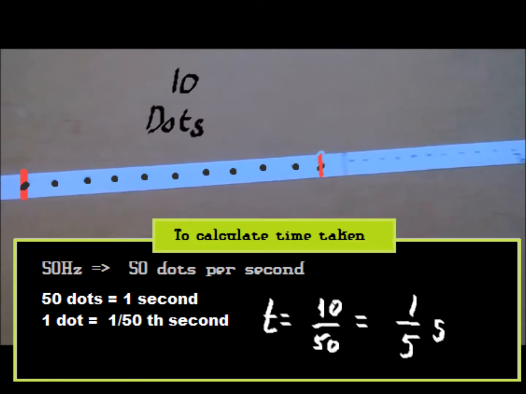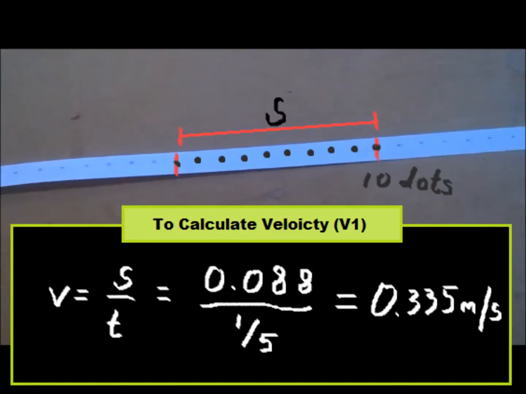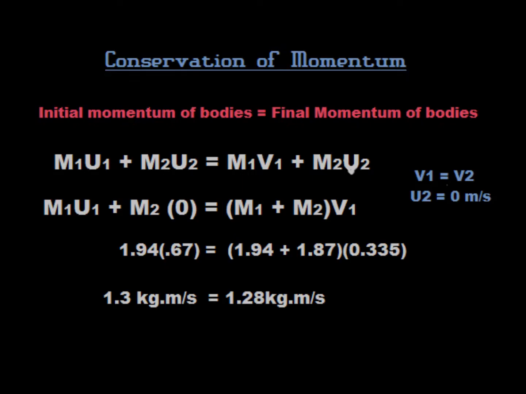To calculate time taken on the ticker tape, we must know that as the timer produces 50 dots in 1 second, it will produce 1 dot in 1/50th of a second, meaning that 10 dots account for 1/5 of a second. As velocity equals distance over time, the distance is measured between the 10 equidistant dots before the point of impact. With this equation, we get the initial velocity to be 0.67 meters per second. For the final velocity of the combined bodies, we measure the distance between the 10 equidistant dots after the point of impact, and the final velocity turns out to be 0.335 meters per second.